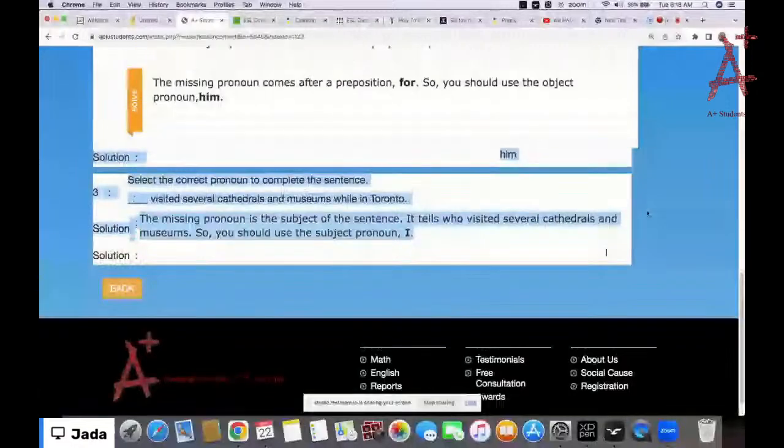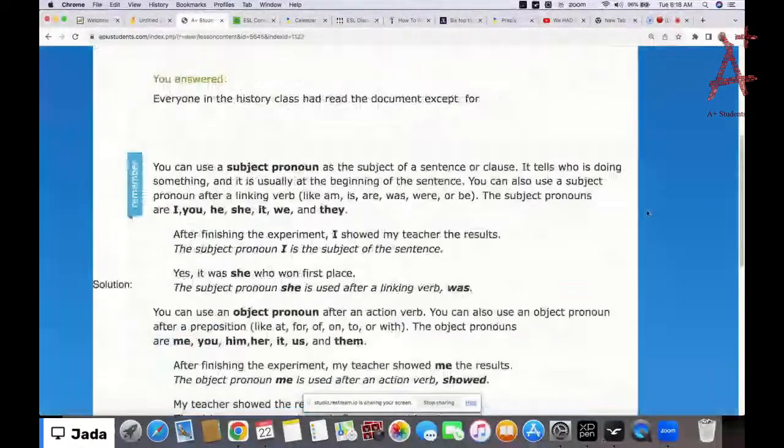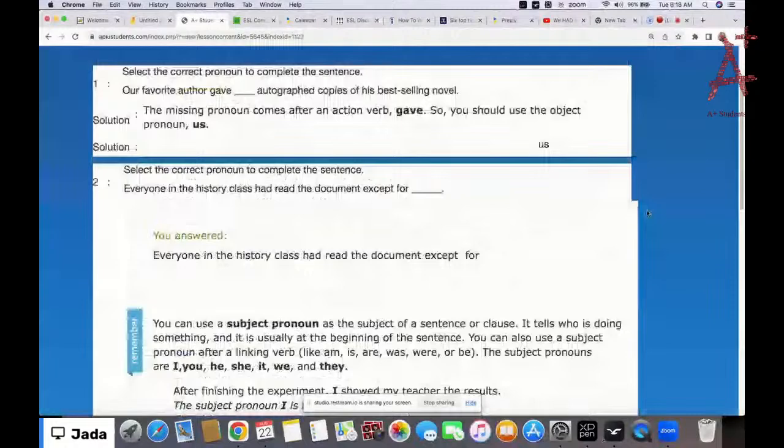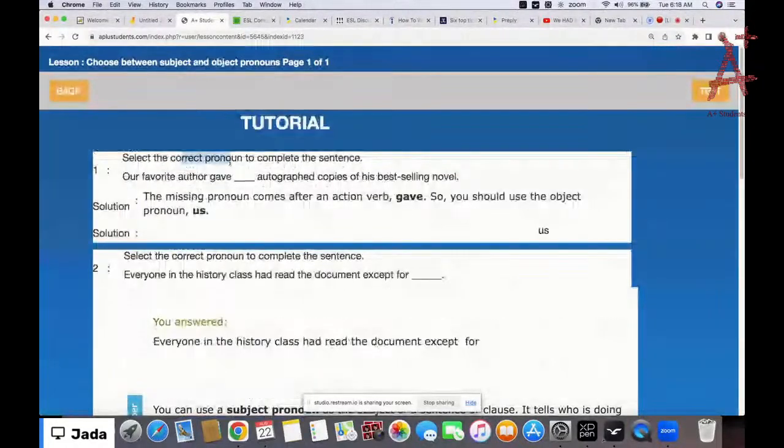Let's go on and see some more examples. Okay, now we have this one. Select the correct pronoun to complete the sentence. Our favorite author gave dash autographed copies of his best-selling novel. So us, okay, gave us. That's the pronoun that is missing. So it says gave us, right?